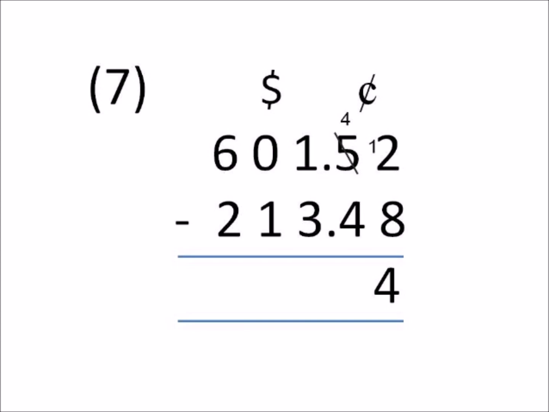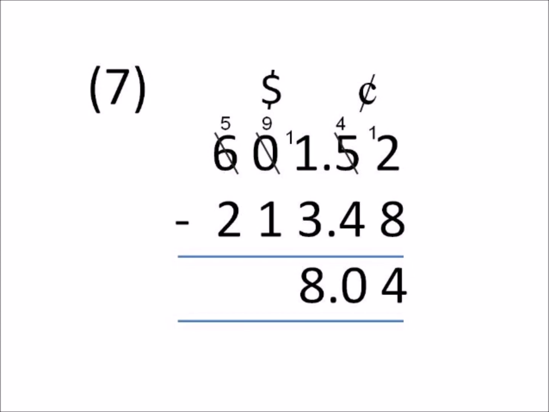First step. Now you have 4 take away 4. 4 take away 4, 0. No renaming, because you can take away 4 from 4, you get 0. Put the point in, that's important. Do not leave out the point. So now you're dealing with 1 take away 3. The next step.